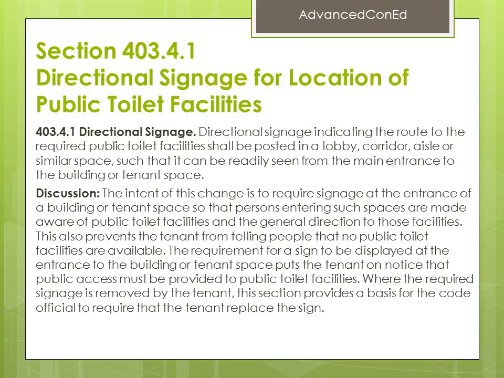Discussion. The intent of this change is to require signage at the entrance of a building or tenant space so that persons entering such spaces are made aware of public toilet facilities and the general direction to those facilities. This also prevents the tenant from telling people that no public facilities are available. The requirement for a sign to be displayed at the entrance to the building or tenant space puts the tenant on notice that public access must be provided to public toilet facilities. Where the required signage is removed by the tenant, this section provides a basis for the code official to require that the tenant replace the sign.